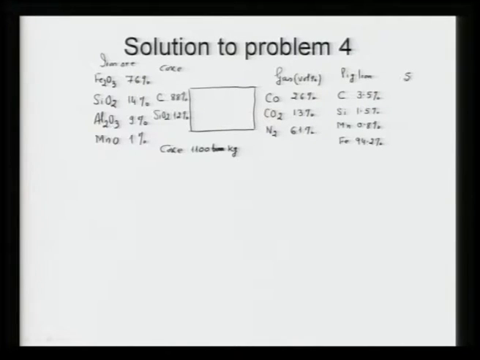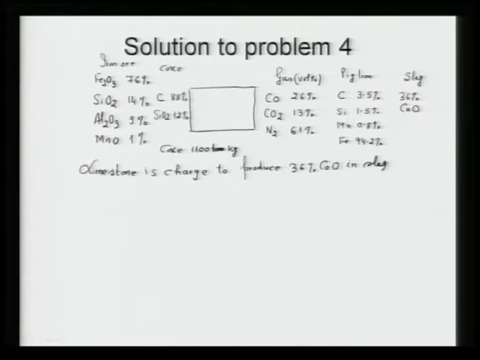Then it is said that the slag it forms contains 36% calcium oxide and no iron is lost in the slag. So, we have also sufficient limestone charged. The problem says sufficient limestone is charged to produce 36% CaO in slag. That is what I have also written. So, let us proceed to solve this problem.